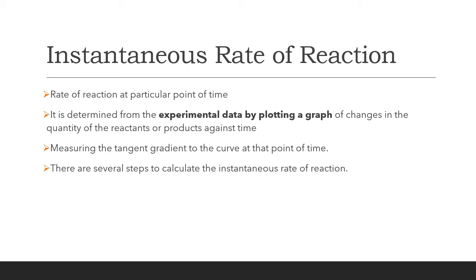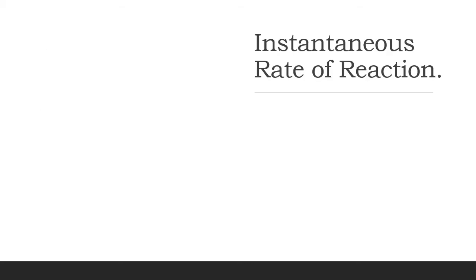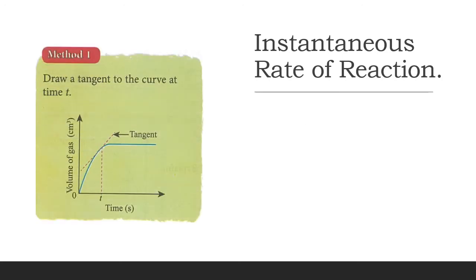Number 4, there are several steps to calculate instantaneous rate of reaction. So next we are going to see the steps on how to calculate instantaneous rate of reaction. Method number 1, we should draw a tangent to the curve at time t. Time t tu yang ditentukan lah. Okay.